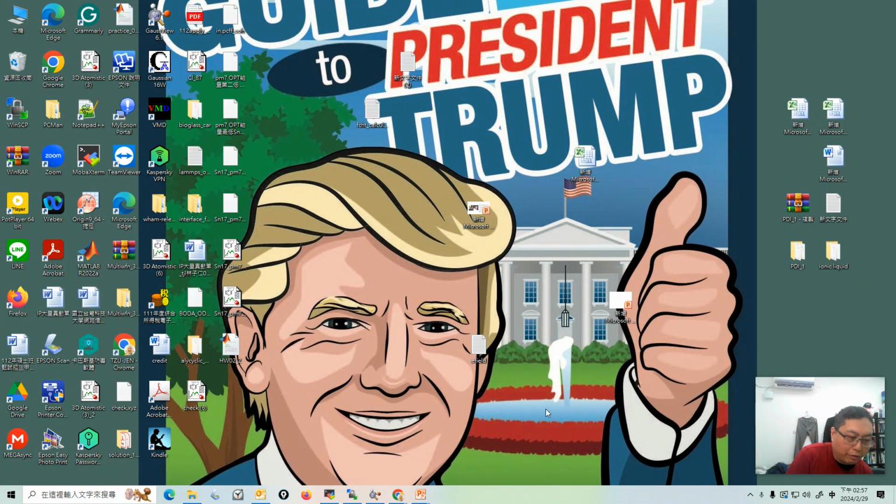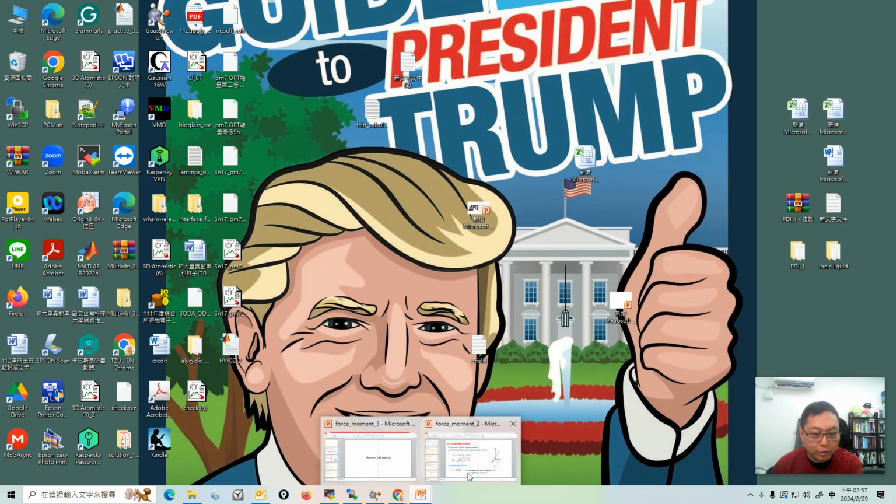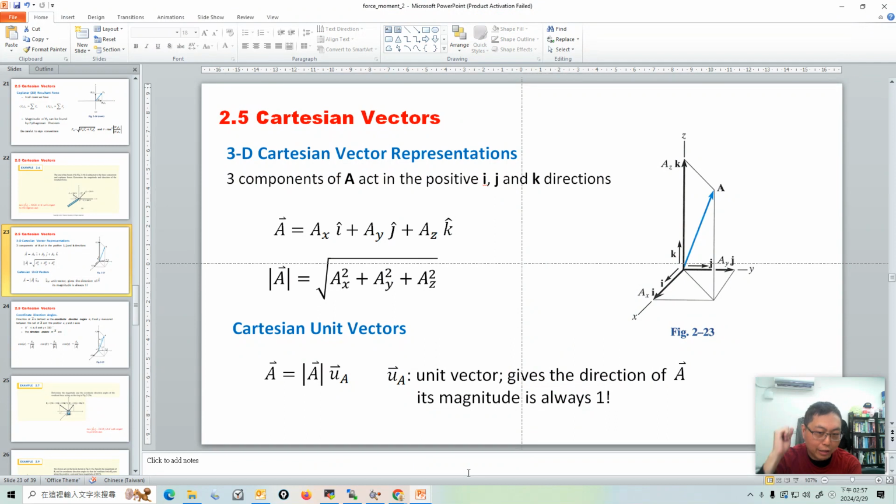In this video, we just follow the previous video. In the previous video, I talked about Cartesian vectors, which means representing or expressing your vector by Cartesian coordinates. In the previous video, we introduced the 2D system, but now I want to go a little more advanced and introduce the Cartesian vector in 3D space. In 3D space we just add one more component, right?